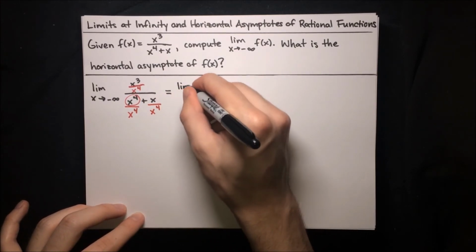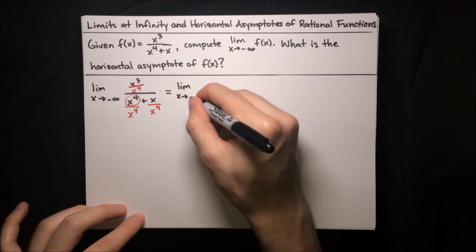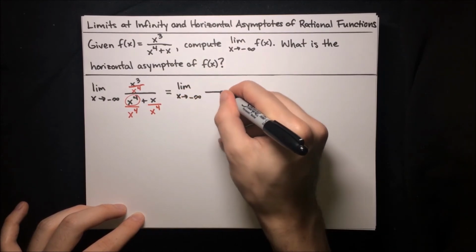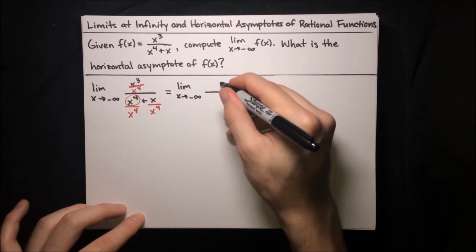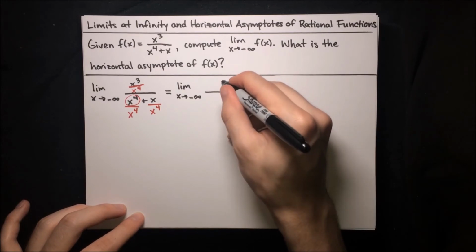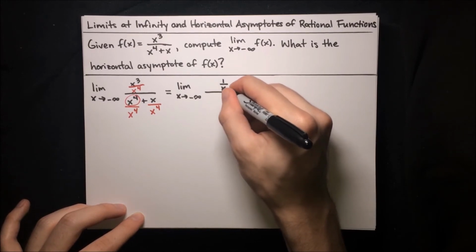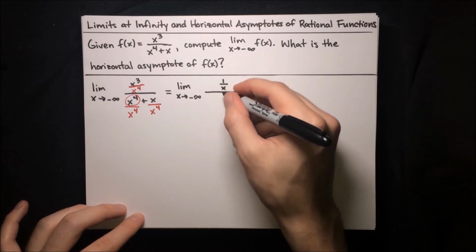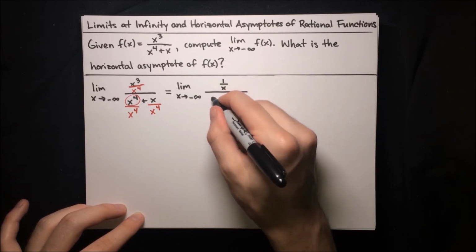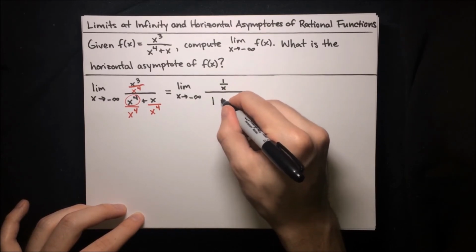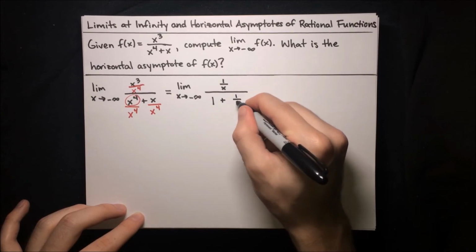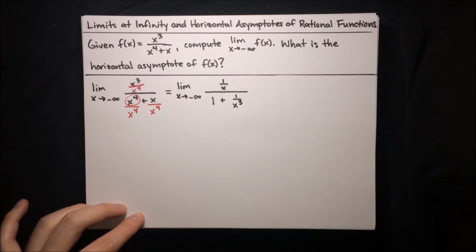So this is the limit as x approaches negative infinity of, well, in the numerator, x cubed over x to the fourth, that just simplifies to 1 over x. And then in the denominator, x to the fourth over x to the fourth, that's just 1. And then x over x to the fourth, that's just 1 over x cubed. And hey, look at this. In the limit as x approaches negative infinity, all of these terms here are finite.